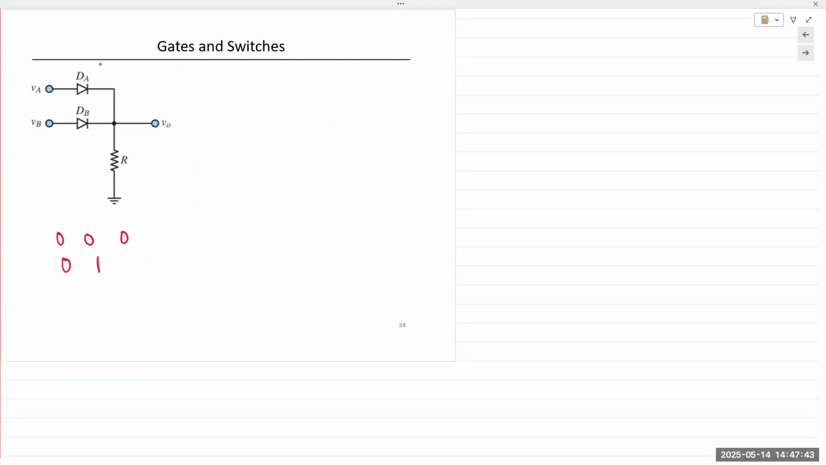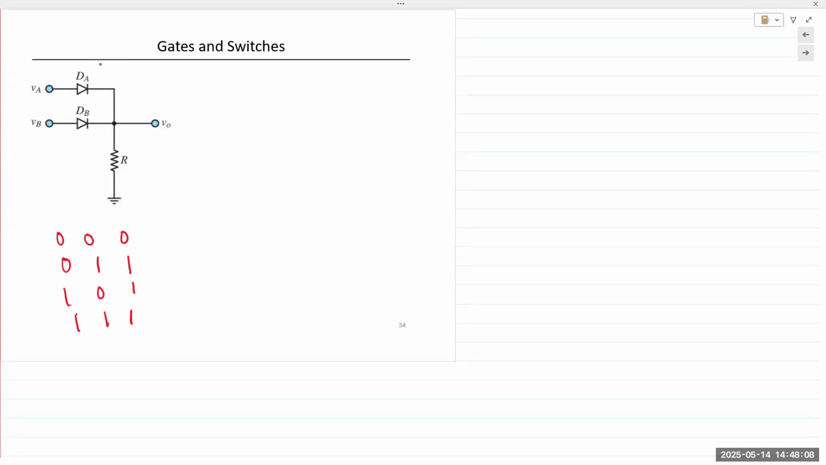Truth table for an OR gate. OR gate or logic OR operation is a mathematical addition. And so 0 plus 0 gives us 0, 0 plus 1 gives us 1. So if any one of those inputs is high, the output is high.